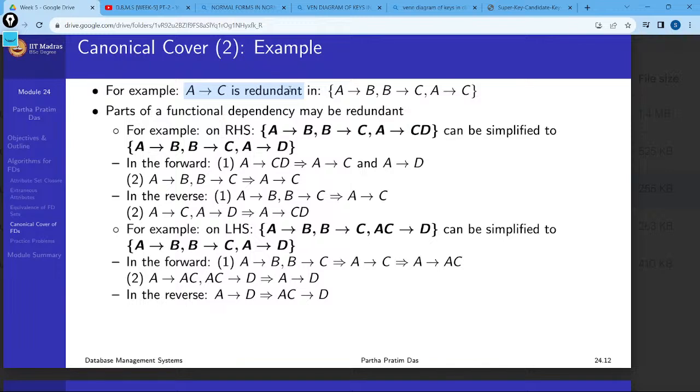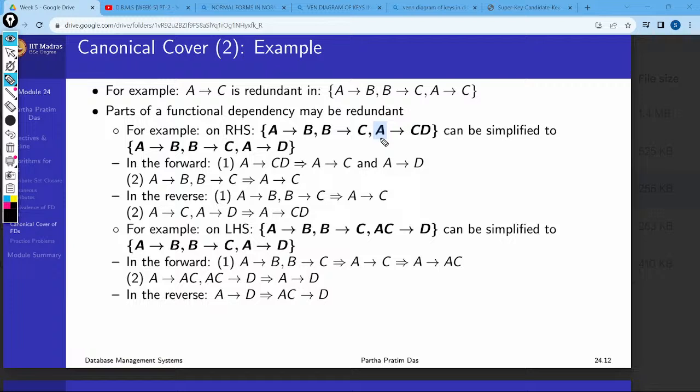For example, A arrow C is redundant in A arrow B, B arrow C, and A arrow C. Some parts of a functional dependency may be redundant. For example, a given RHS, A arrow B, B arrow C, and A arrow CD can be simplified to A arrow B, B arrow C, and A arrow D. Why did we remove this C from here? Because we are mapping A to D.